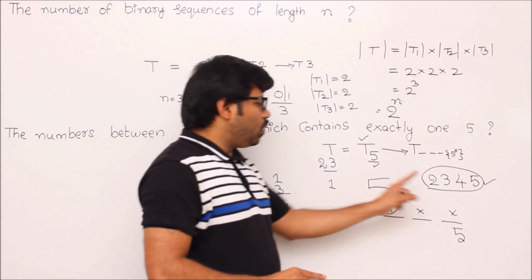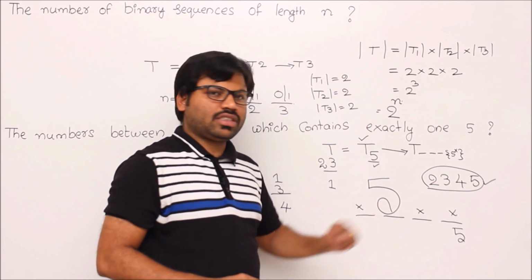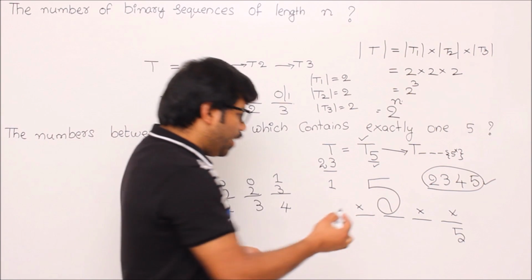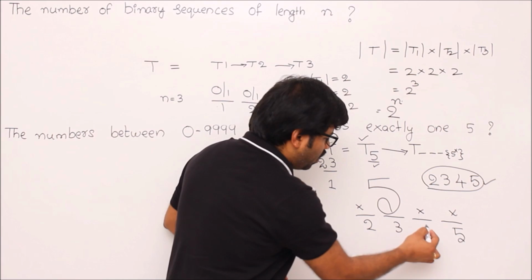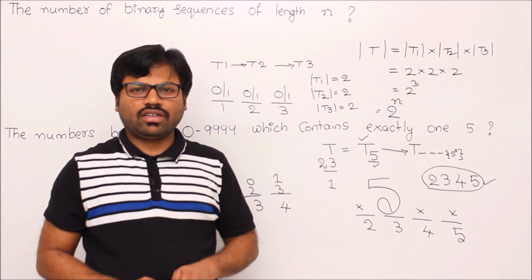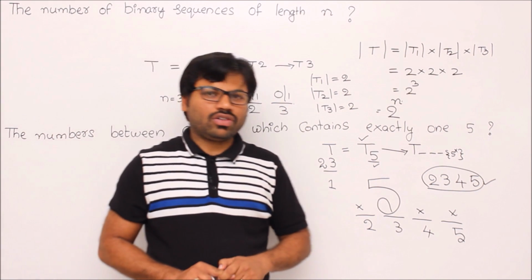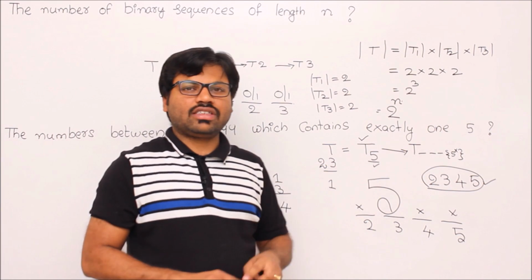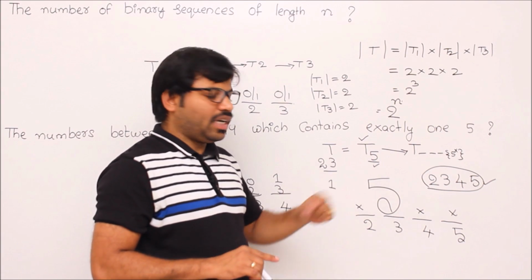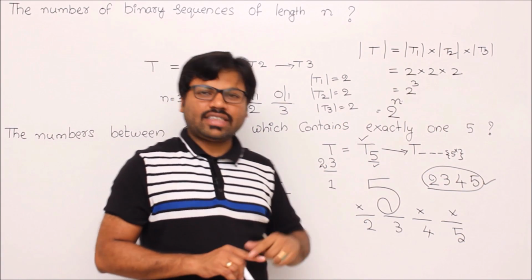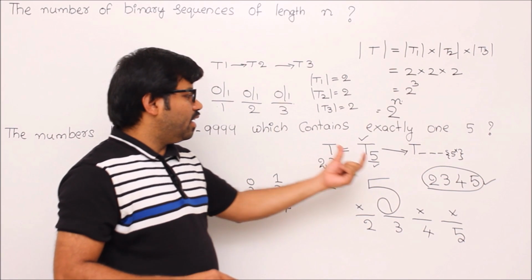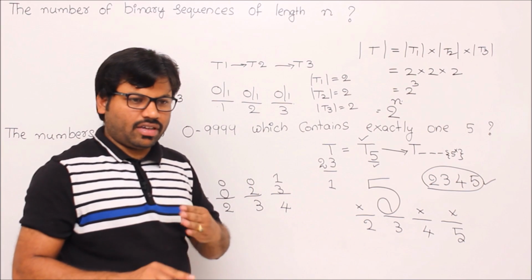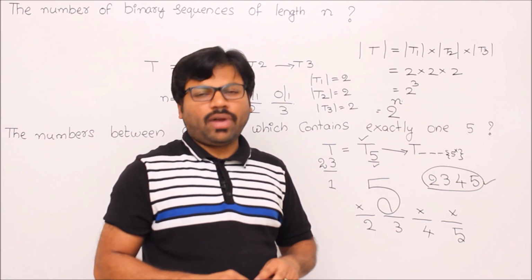Now I have to form 234 by filling these 3 positions. Since my task is filling 3 positions without 5, by doing that I can still ensure filling 2, 3, 4 here. Isn't it? So that's why, what I want to say finally, 2, 3, 4, 5 can be filled with this task sequence. Similarly, any number between 0 to 9999 which contains exactly one 5 can definitely be represented by this task sequence. Once you have a proper task sequence, then you apply the product rule.